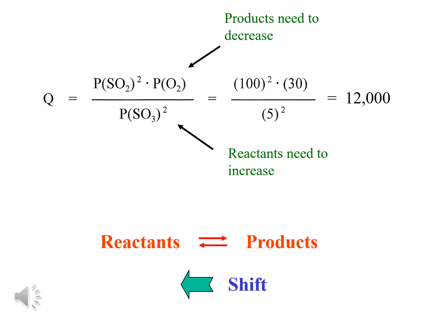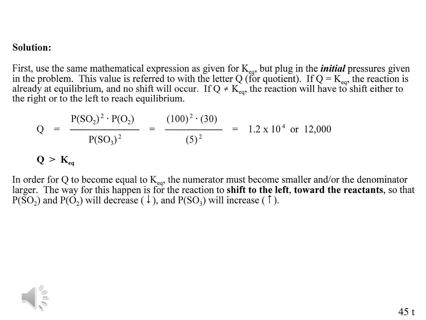In a chemical reaction, since the reactants are on the left, you are going to have to do what's called shifting to the left. And what that means is you're going to have to take some of the products from the right-hand side and shift them to the left. That way the products will decrease, the reactants will increase, and you'll be able to stop when the reaction reaches equilibrium. So that tells you that whenever you calculate Q and it comes out greater than KEQ, you'll always have to shift to the left to reach equilibrium.